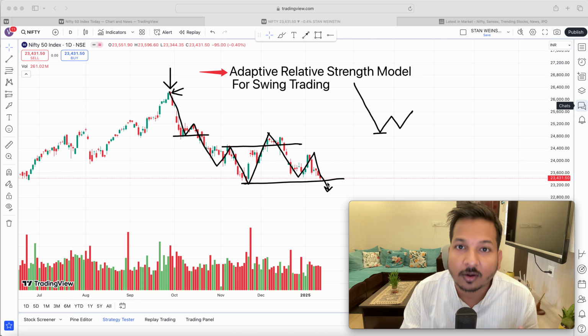Then that sector or stock is weaker than Nifty. This is a simple concept. I am telling you again.